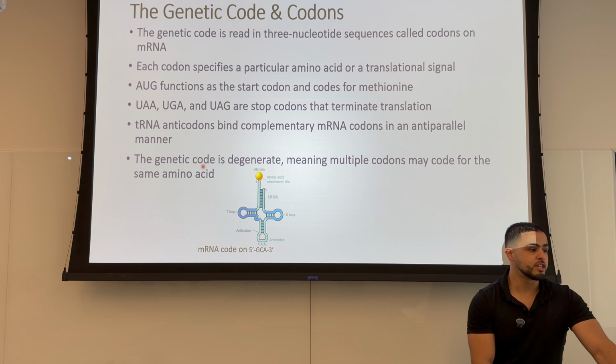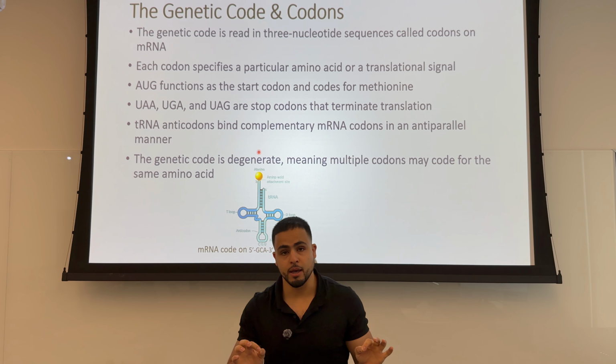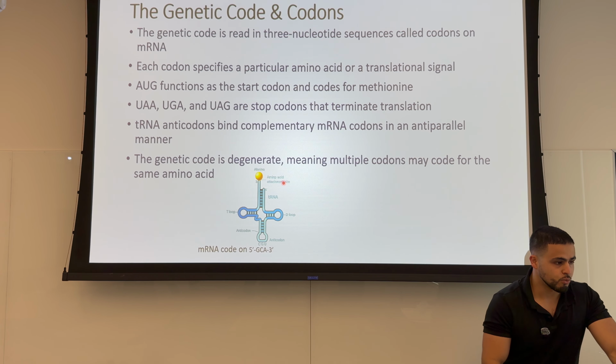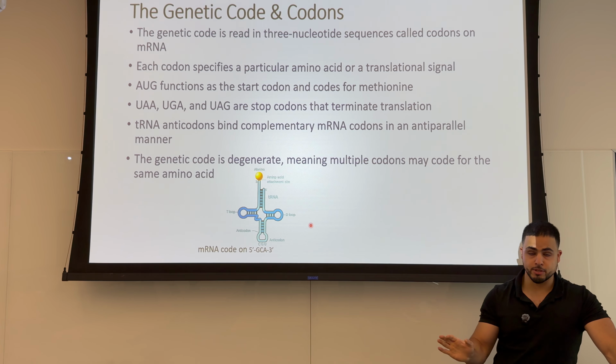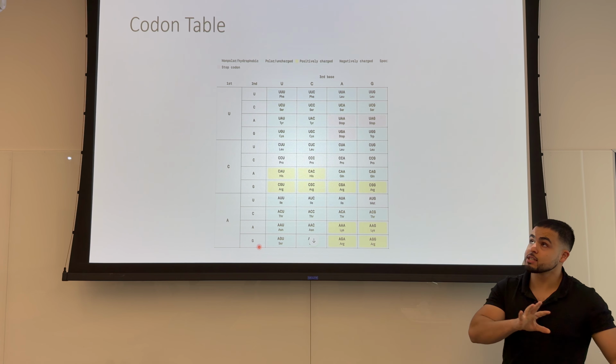And then the genetic code is degenerate, meaning multiple codons can code for the same amino acid. You can see this once again over here, the idea that they're complementary and antiparallel. You can see this one's running 5' to 3', so 5' UGC. Complementary to that is going to be 3' ACG.